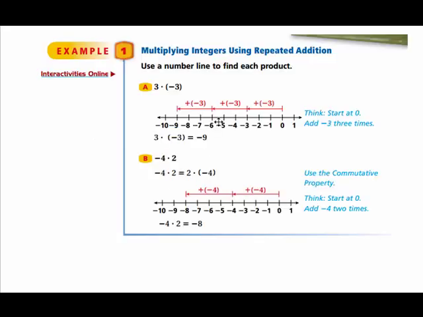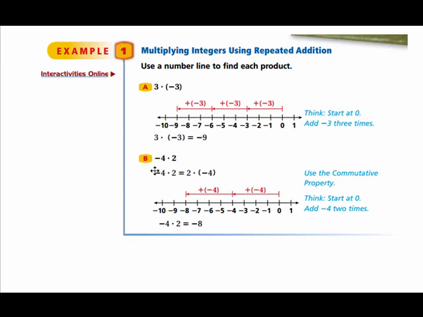Let's look at that on a number line. So right here we're doing 3 groups of negative 3. Starting at 0, we have our first group of negative 3, our second group, and our third group, which brings us to negative 9. So 3 times negative 3 is negative 9.